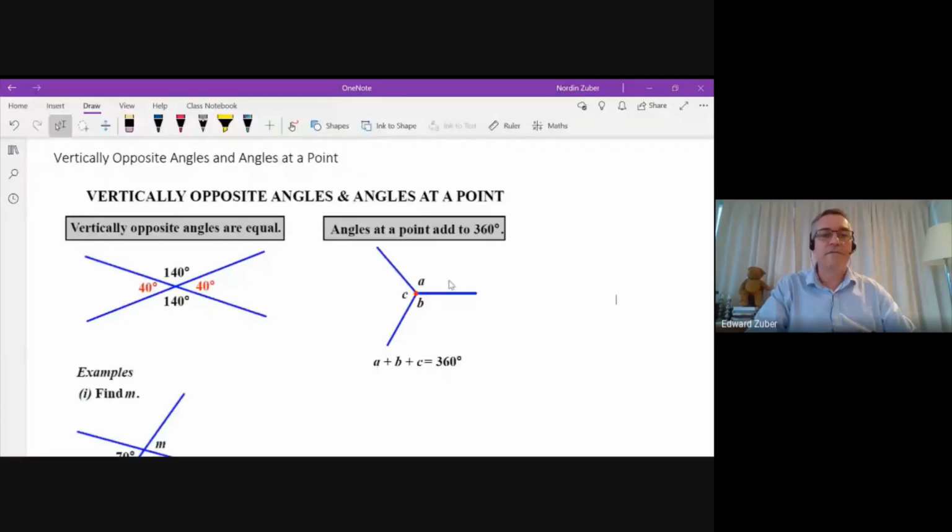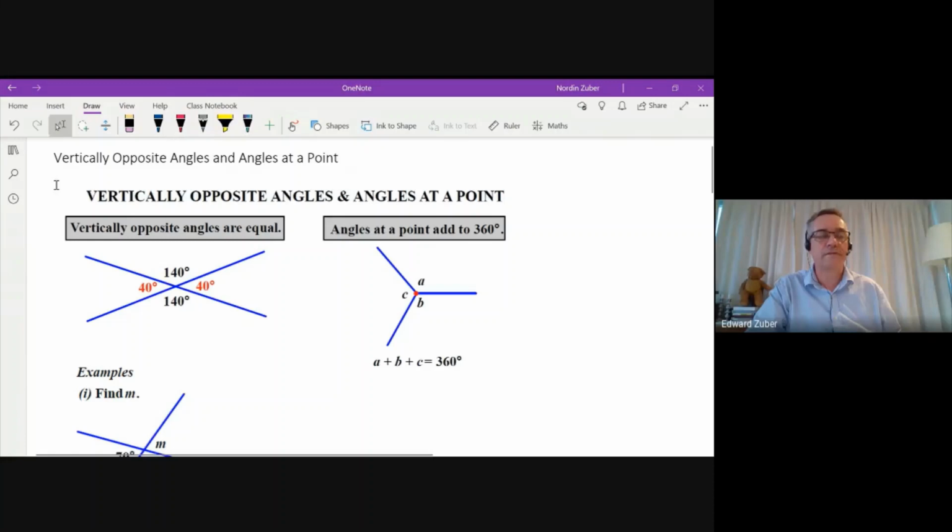Today we're going to look at some geometry. So the topic is vertically opposite angles and angles at a point. What I've done here is I've taken an extract from Maths Online, which is where you're going to be doing your work for this lesson. Now, here are the two key ideas: vertically opposite angles and angles at a point.